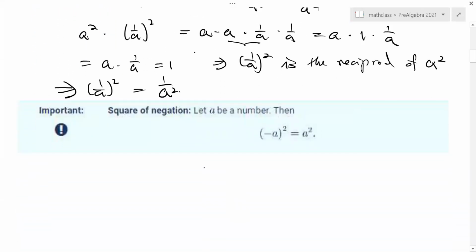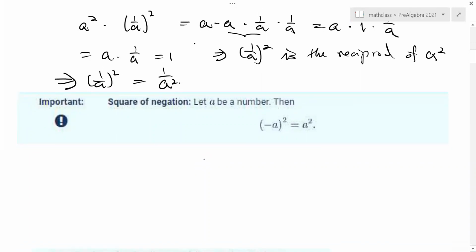Now the next one. Oh, that's easy, right? It's trivial. Let me explain to you. The square of negative A should be A squared. What is negative A? By definition, this is another notation for the number we call negative A. Negative A is the number that, when added to A, should be equal to 0. That's the definition.